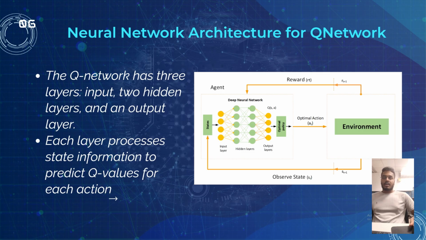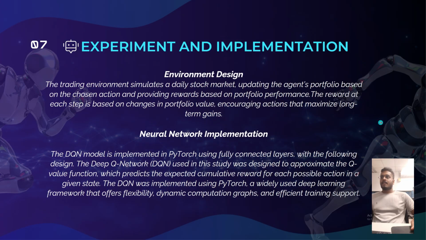So the neural network architecture for the Q network. The Q network has three layers: input layer, hidden layer, and output layer. Each layer processes state information to predict Q values for each action. And then experiment and implementation.